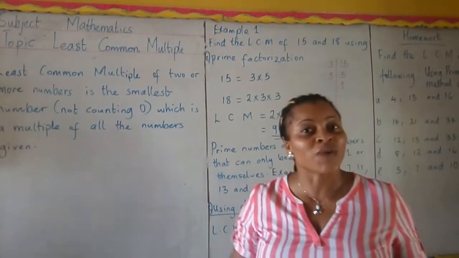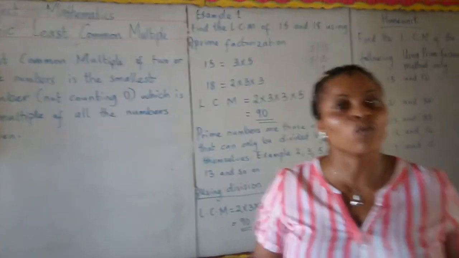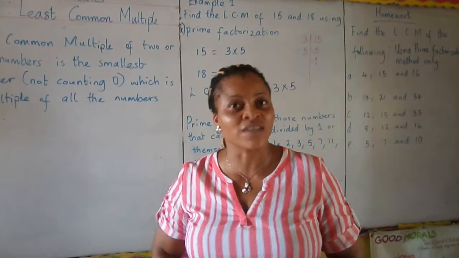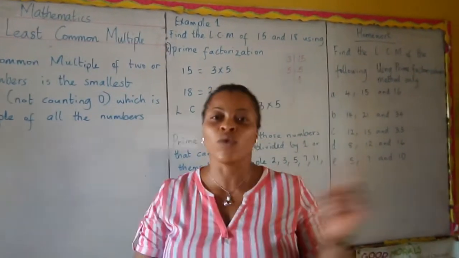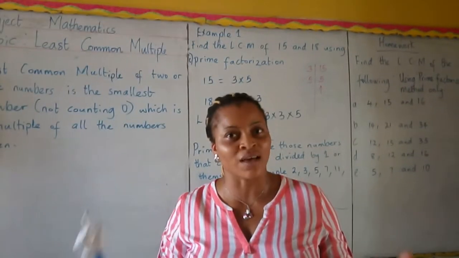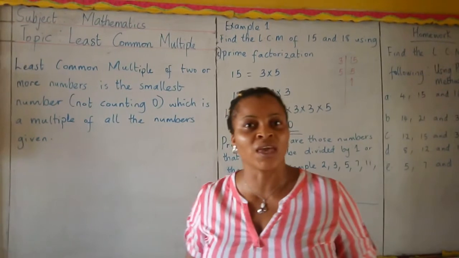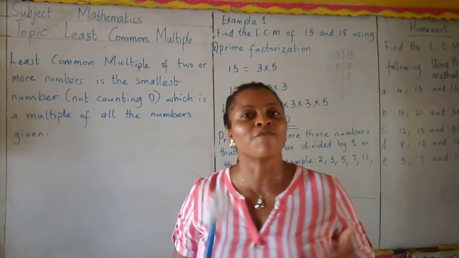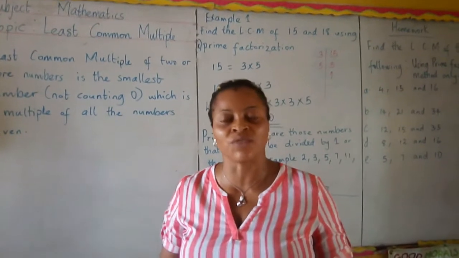The last class we had last week, we discussed factors and multiples. And what are factors exactly, my children? Factors are those numbers that can divide a given number without any remainder, okay? That is why I can proudly say 2, 3, and 4 are factors of 12, because they can divide 12 without having any remainder.